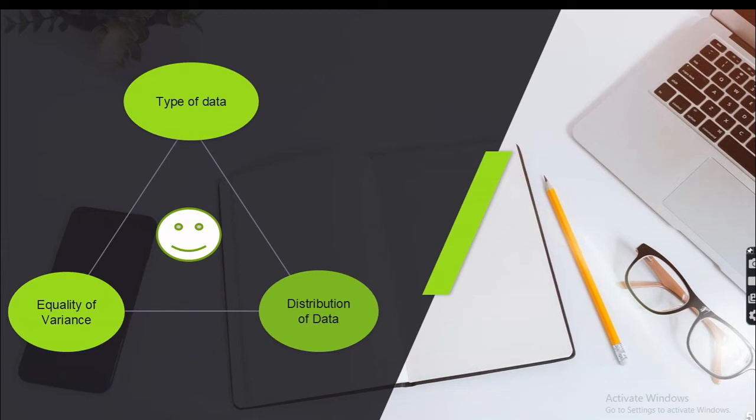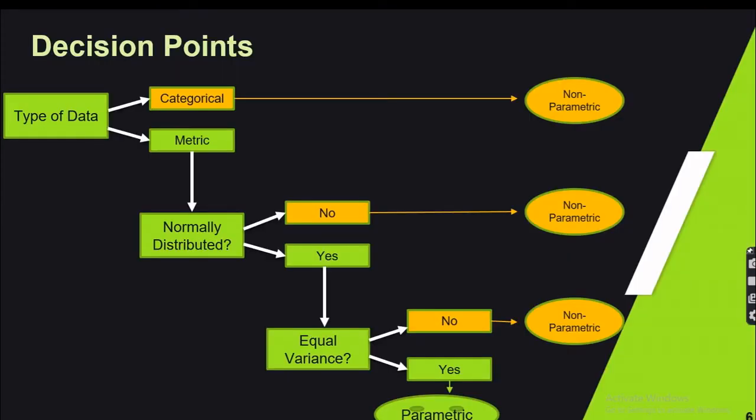Parametric tests assume three important conditions. When all these three things are considered, we will come to know whether we should use a parametric test or we should not use parametric tests. I will explain the decision points with these three important elements: type of data, distribution of data, equality of variance. Now I will explain the decision points.